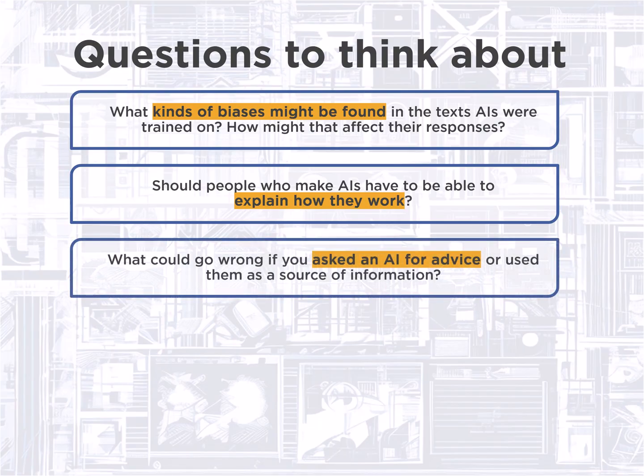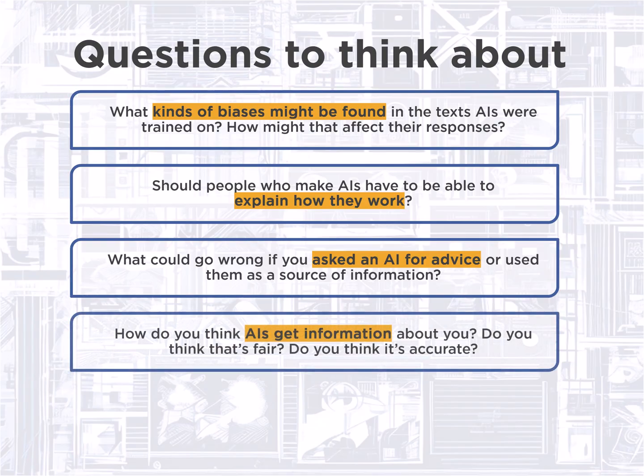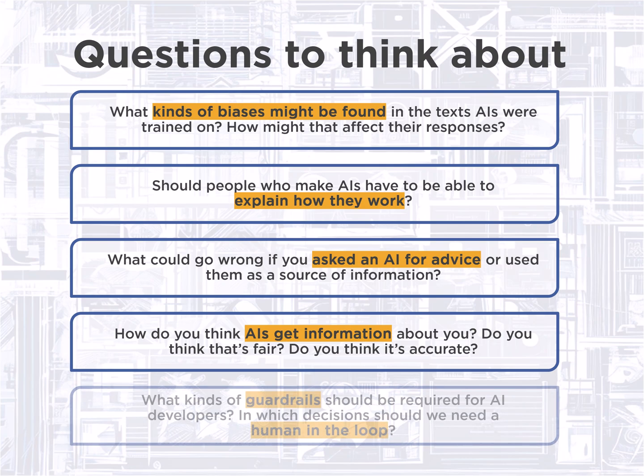Are there topics or information you might want a chat AI to tell you, but that wouldn't be good for you? What could go wrong if you asked a chat AI for advice or told them about a personal problem? What could go wrong if you used them as a source of information? How do you think AIs get information about you? Do you think that's fair? Do you think it's accurate? What kinds of guardrails should be required for AI developers? In which decisions should we need a human in the loop?